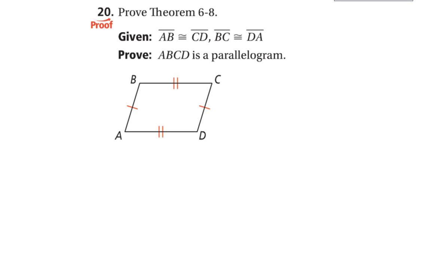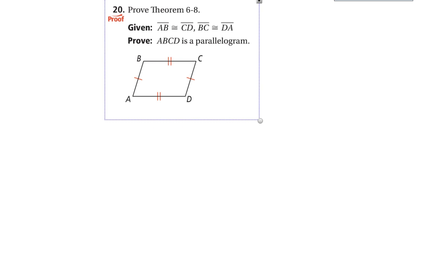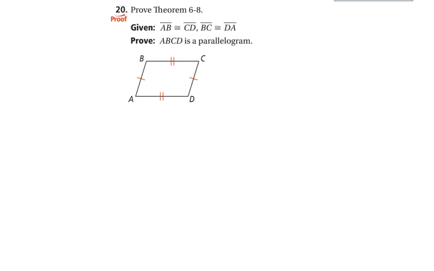Okay, let's do the proof. So this is going to be the formal proof as a statement and reason. Here we go. So, statement, reason. Given: AB is congruent to CD, and they denote that by individual hash marks. BC is congruent to AD. They denote that as well. Prove: ABCD is a parallelogram.